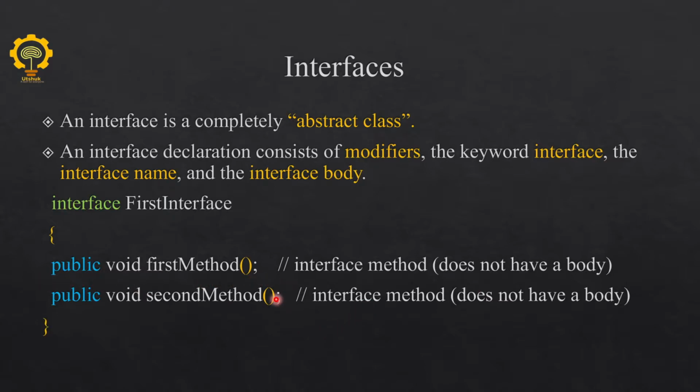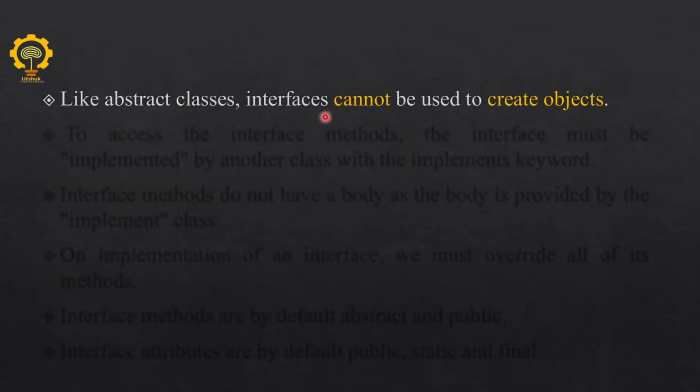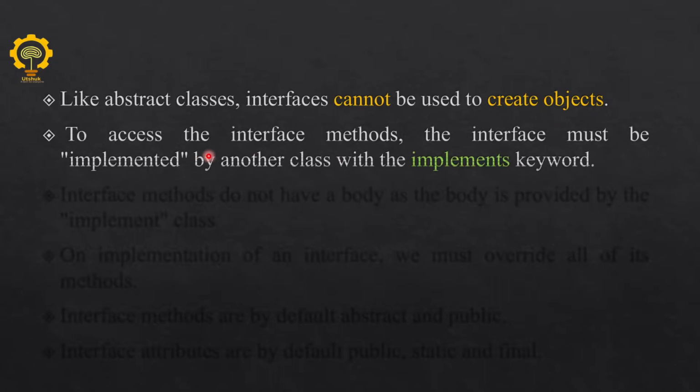So whenever we define an interface, it's gonna be an abstract class, and inside the interface there are gonna be some methods with only the declaration part but not the implementation of the body of that method. Like abstract classes, an interface cannot be used to create objects, as in an abstract class the instantiation cannot be done. Same like that, in an interface also we cannot create the object of the interface class.